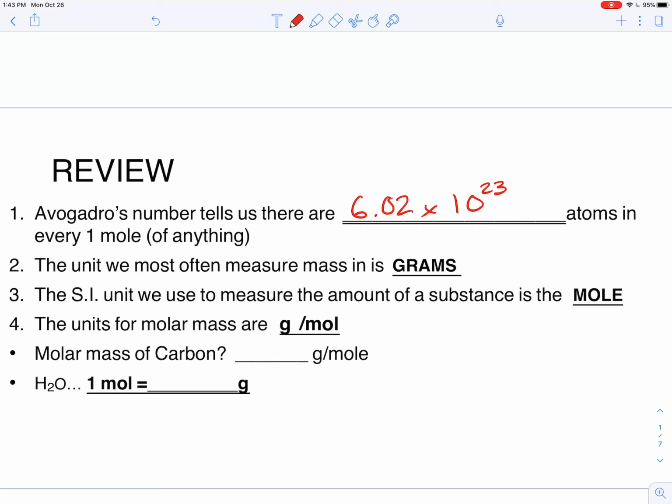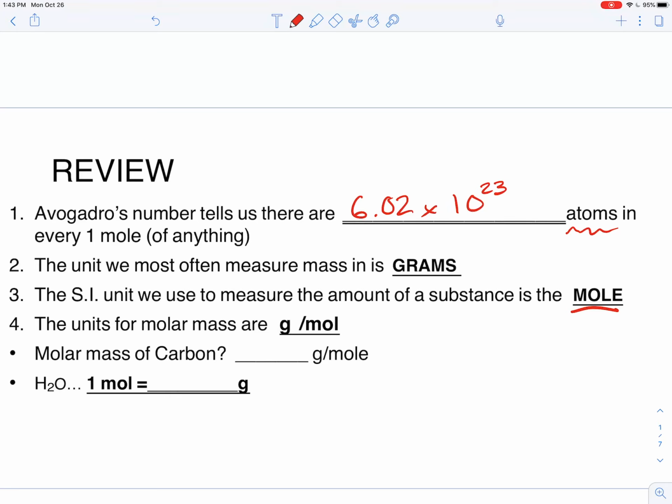6.02 times 10 to the 23rd atoms. That's a huge number, but remember atoms are really tiny. The unit we measure mass in is grams. We measure the amount of a substance in moles. The units for molar mass are grams per mole.